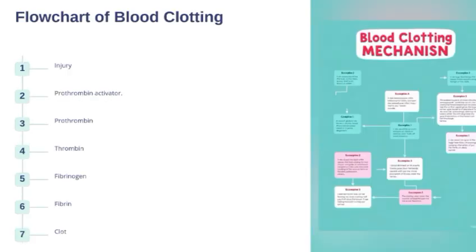Next, we are going to see the flow chart of blood clotting. There are 7 steps. First, injury; second, prothrombin activator; third, prothrombin; fourth, thrombin; fifth, fibrinogen; sixth, fibrin; and the last one, seventh, is clot.